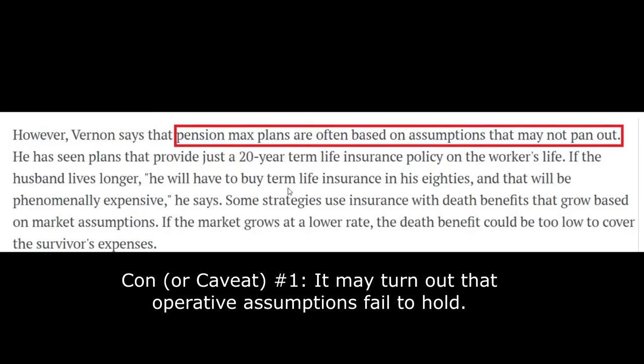The Pension Max strategy, even where the numbers look good, is based upon assumptions, and these can fail to, quote, pan out, as one Kiplinger article put it. Annuity settlement options are partially dependent on the environment in which those options are elected. So the interest rate environment, the market environment, and other factors that have nothing to do with the individual annuitants. And number two, and perhaps more importantly, many of these figures are simply projections.